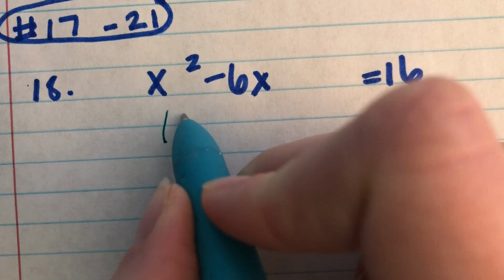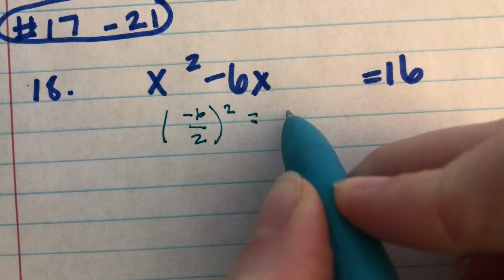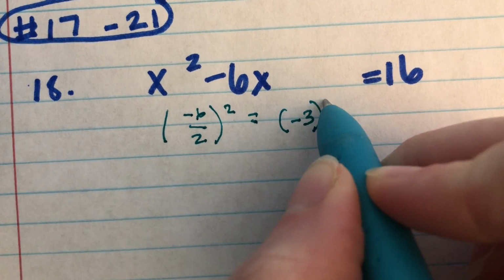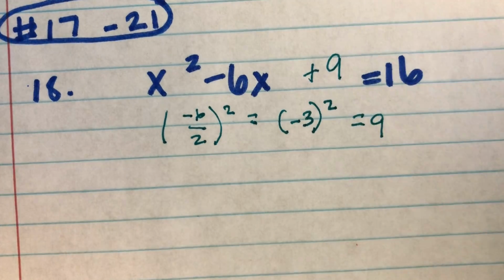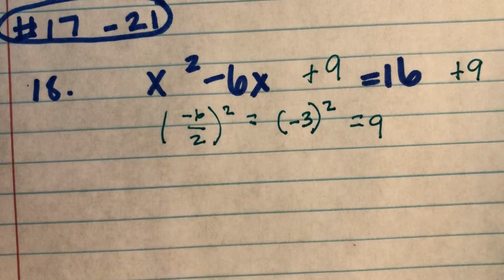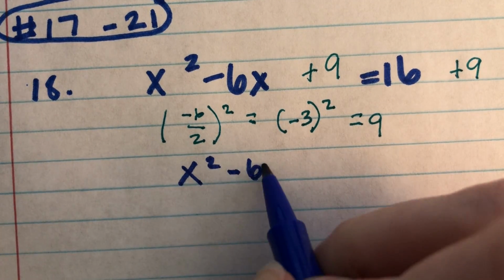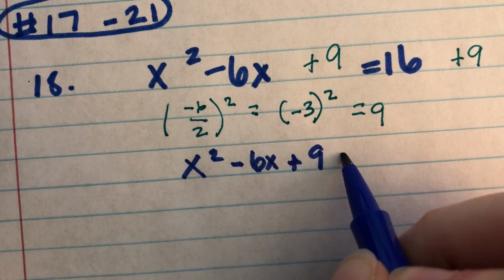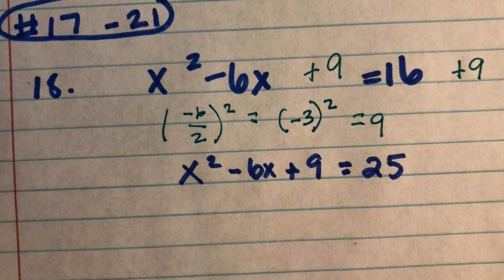I'm going to take b, -6, divide it by 2, and square it. -6 divided by 2 is -3. -3 squared is 9. So I'm going to add 9 to this side and add 9 to this side. That's going to get me x squared minus 6x plus 9 equals 16 plus 9, which is 25. Got to add it to both sides.